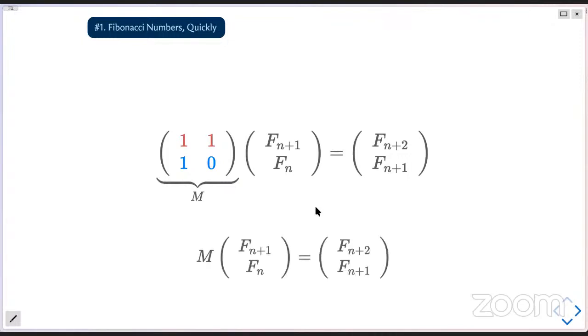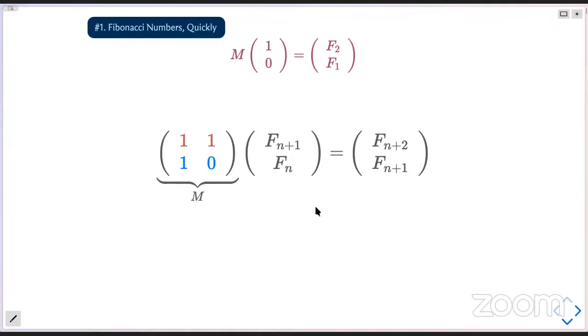So we have this matrix which has this nice property that if applied to a vector which looks like Fn plus 1, Fn, it gives us Fn plus 2, Fn plus 1. So in particular, M when applied to 1, 0, which is the first two terms of the sequence, is going to give us F2, F1, which is the second and the third terms of the sequence. You have zero-based indexing, so that's going to sound a bit funny, but that's what it is.